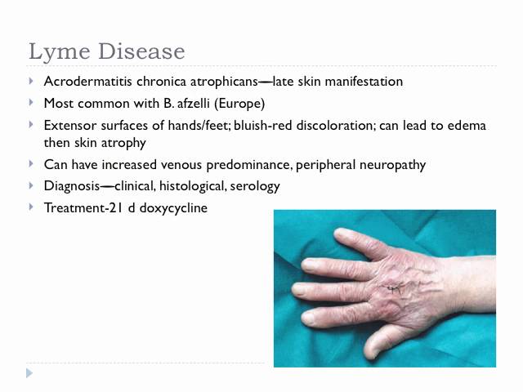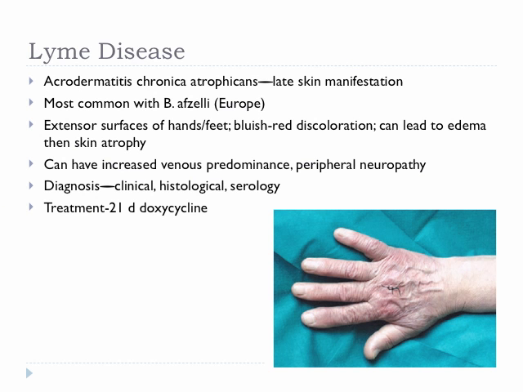You also have skin manifestations, but these are most commonly reported in Europe. The name for it is acrodermatitis chronica atrophicans. It's a very late skin manifestation that happens more than 10 years out, and it's most common in Europe with the Borrelia afzelii strain of the spirochete. It affects the extensor surfaces of the hands and feet. You have a bluish to red discoloration. The hands can look very doughy with edematous changes, and then they go to skin atrophy.